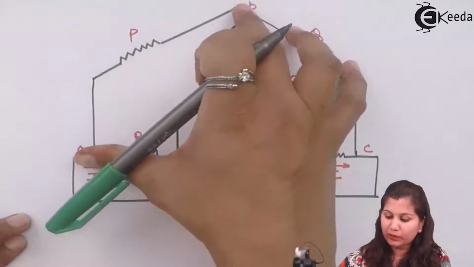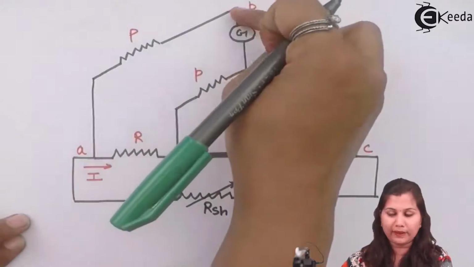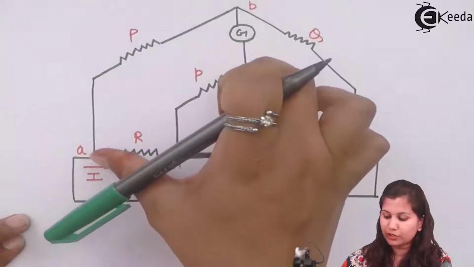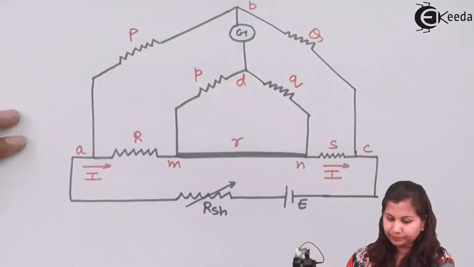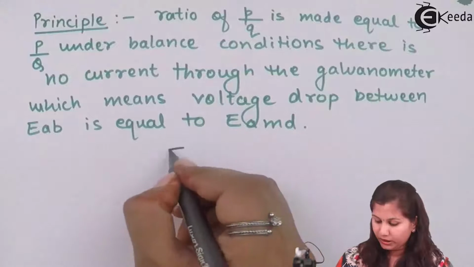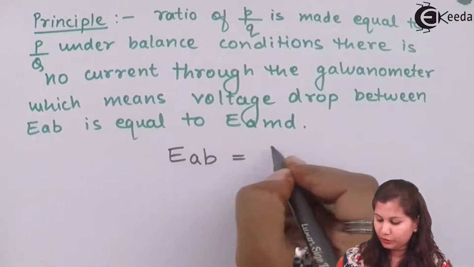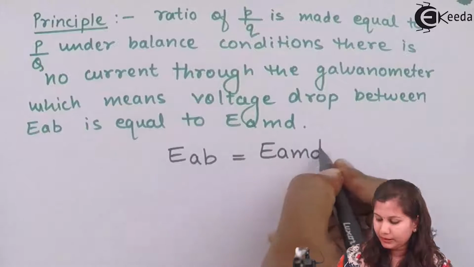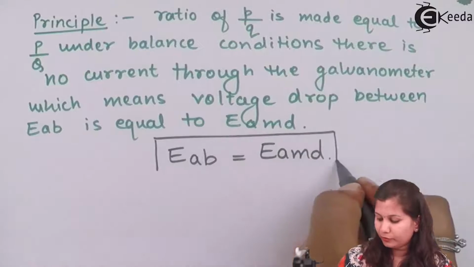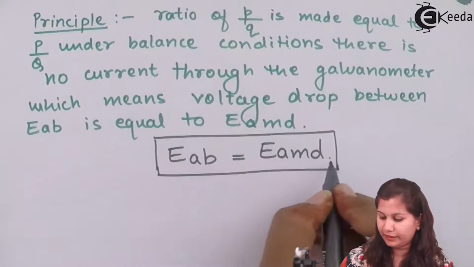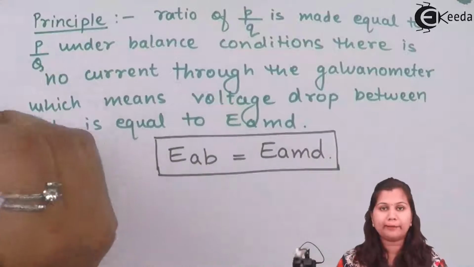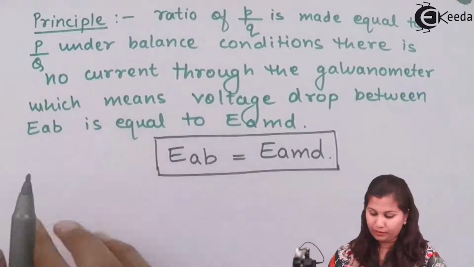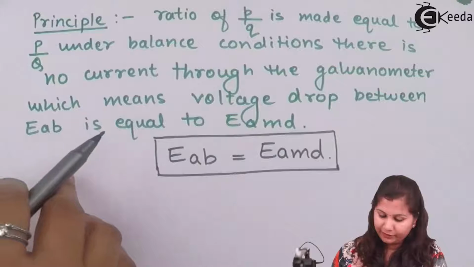So we are going to equate the voltage drop across AB points, that is EAB, and the voltage drop across AMD, EAMD. So EAB should be equal to EAMD. Then only this galvanometer will give us the null deflection, and the ratio of small p by small q will be equal to capital P by Q. Now let's get the derivation for this Kelvin double bridge.